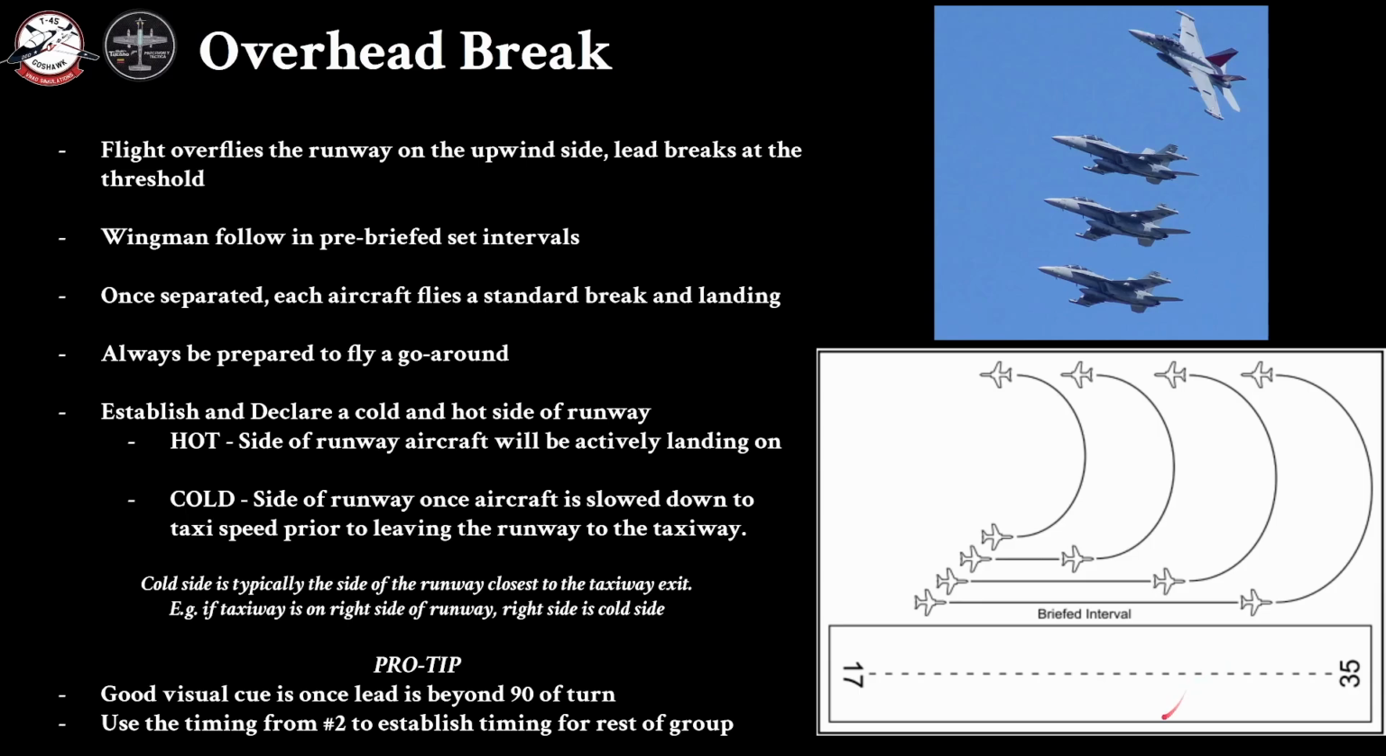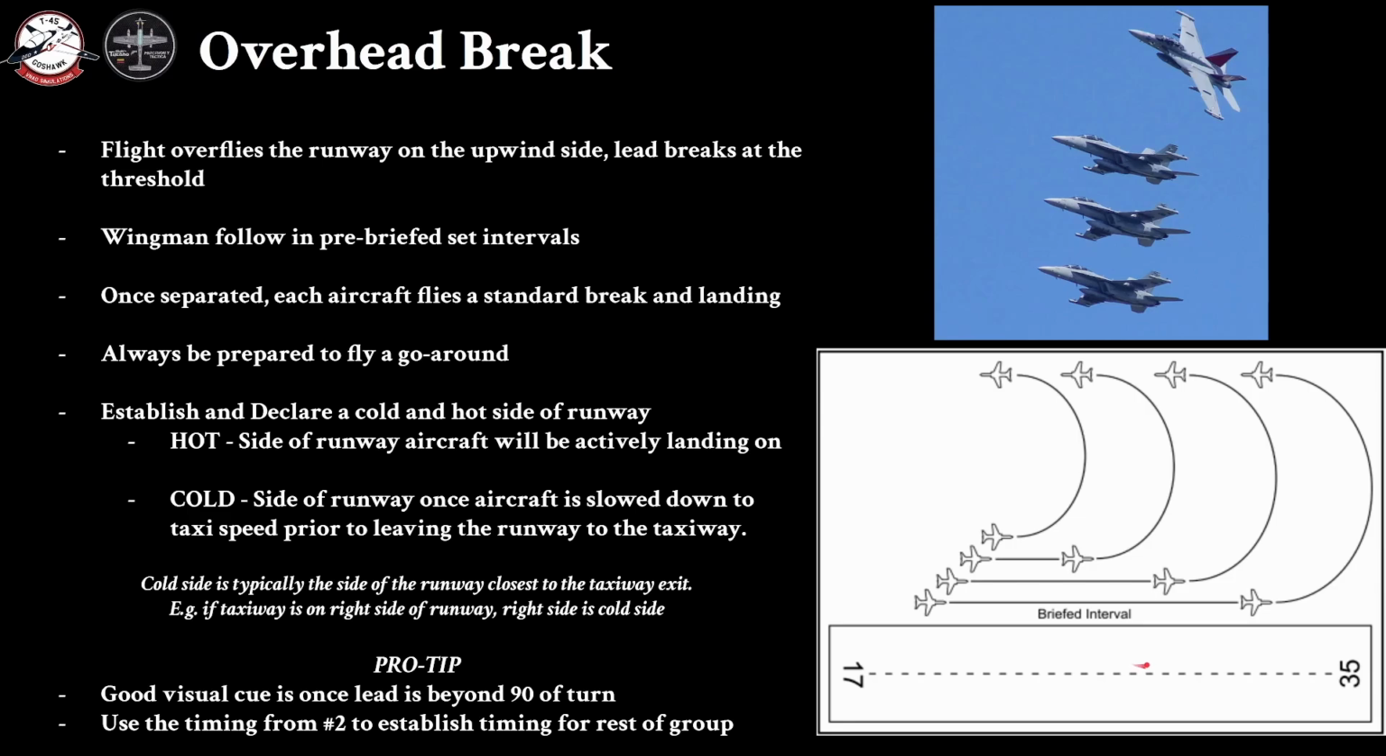Okay, so hot side, cold side is the most common way of doing a formation landing such as this, right? The way you typically know which side's going to be hot and which side's going to be cold is you want to establish the cold side in the direction you're going to exit the runway. So if the taxiway that you're aiming for when you're landing is on the left, cold side's left, hot side's right. If the taxiway is on the right side, hot side's left, cold side is right.